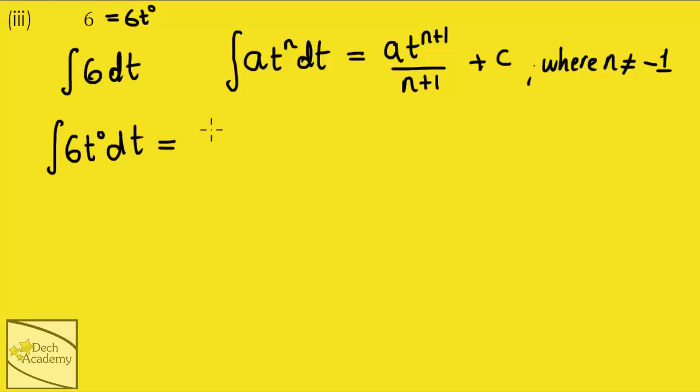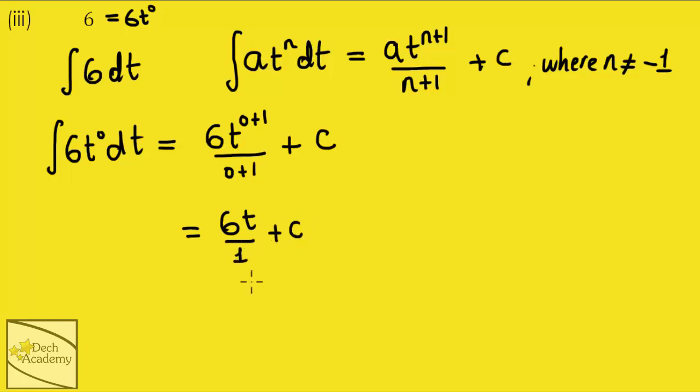So now we can proceed to write the indefinite integral, which is 6t to the power of 0 plus 1 divided by 0 plus 1 plus an arbitrary constant. This gives 6t divided by 1 plus the arbitrary constant, which is equal to 6t plus the arbitrary constant. And we're done.